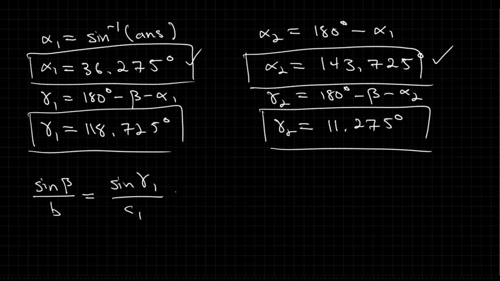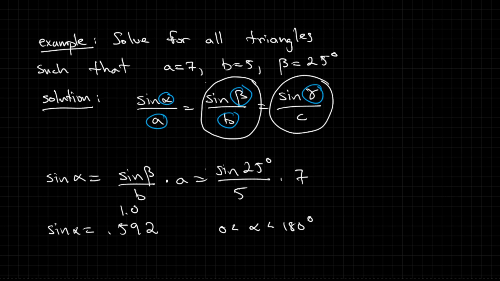Now, if you do use sine alpha over A, remember that you need to use the alpha for your particular triangle. So this needs to be sine alpha 1 over A, and you don't need to put A1 here because A is the same for both triangles. Although you certainly could put A1, just know that A1 is going to be the same as A2. Reiterating why: A is given to be 7 for both triangles. It has to be 7.